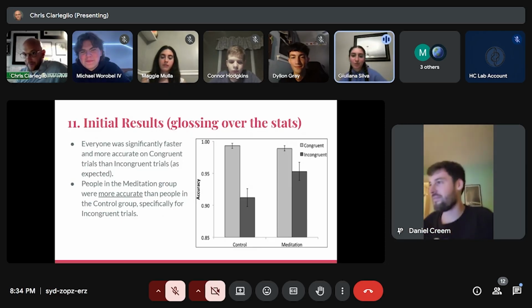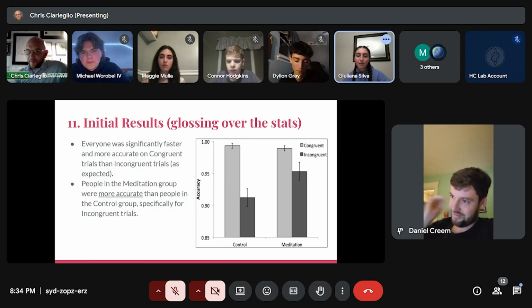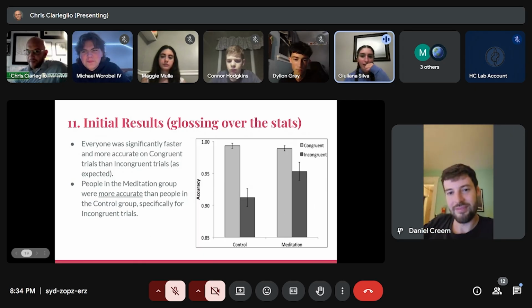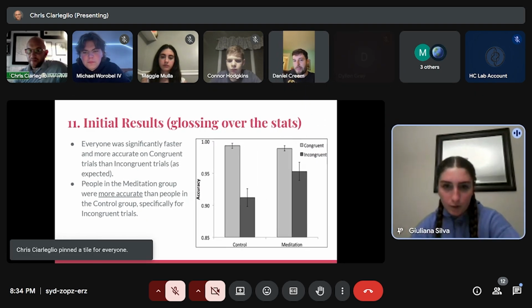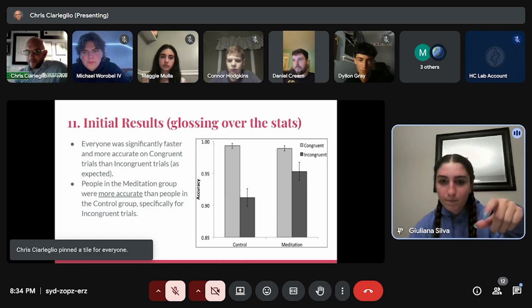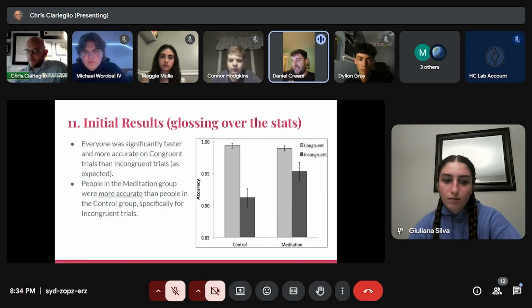So the control group and the meditation group are being compared. Congruent being like the same testing, incongruent being different. And it looks like for congruent, the accuracy for control is a bit higher, whereas for incongruent, it seems to be higher in meditation. Yeah, that's a good description. Thank you, Juliana.